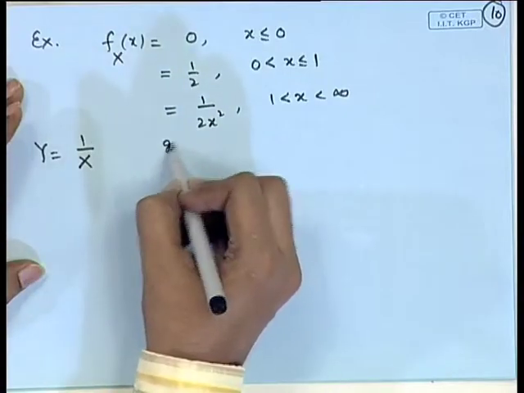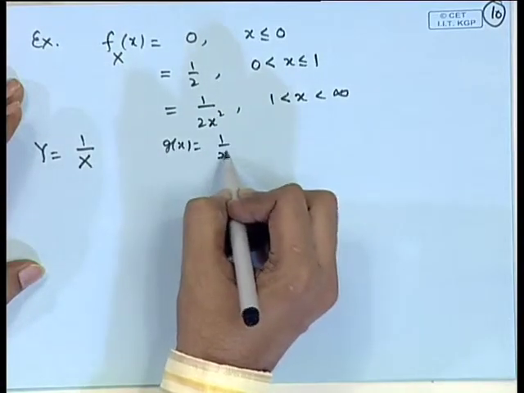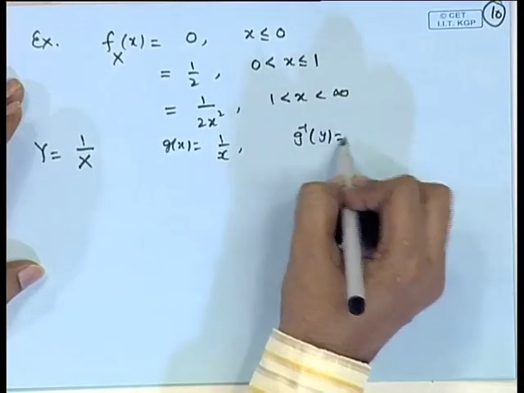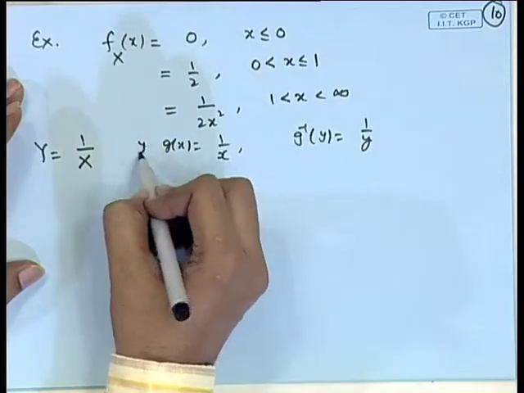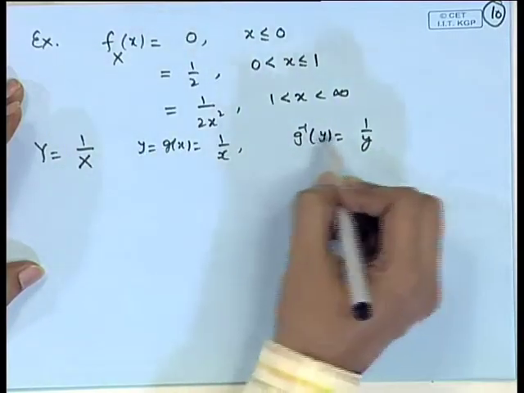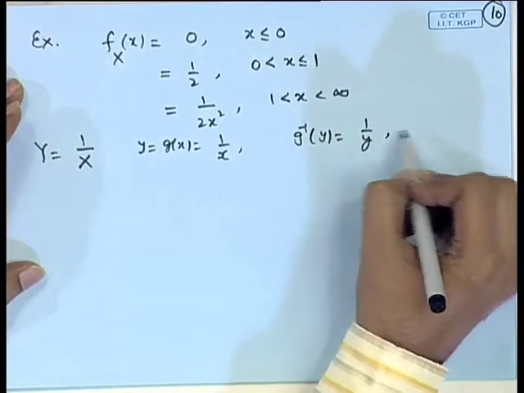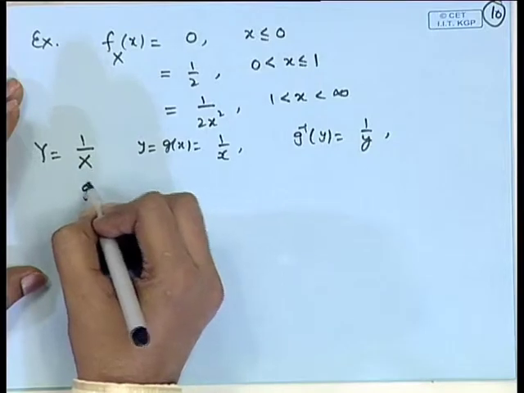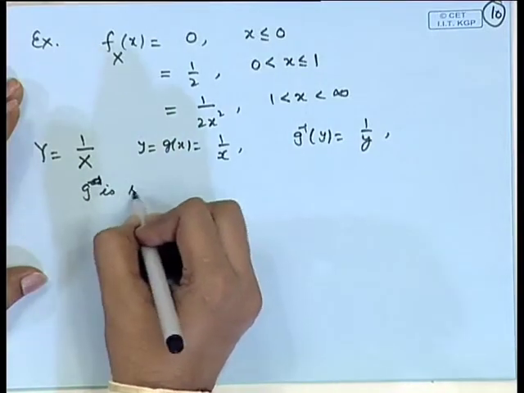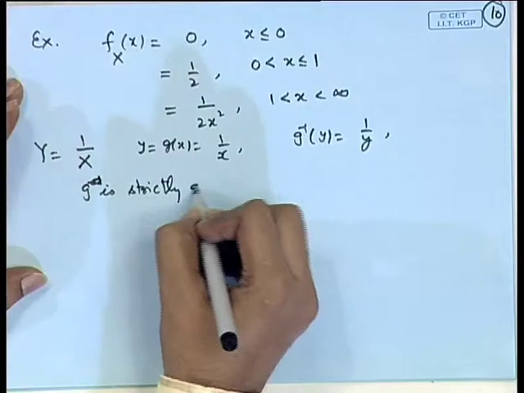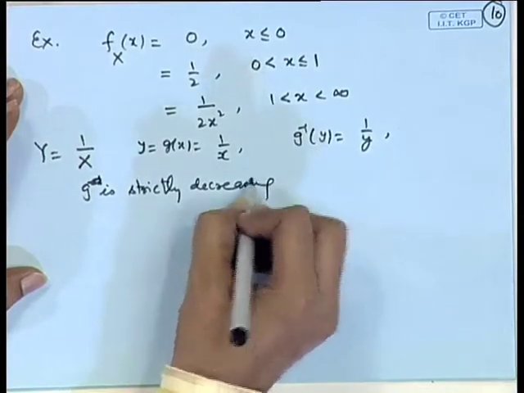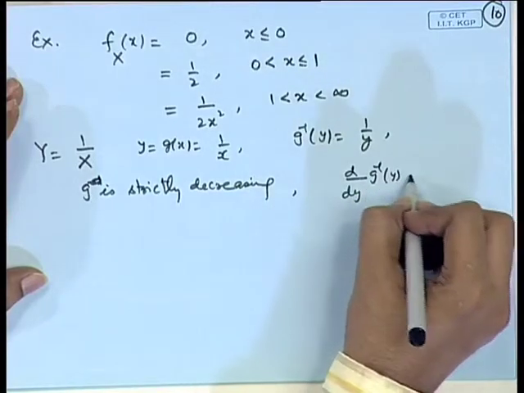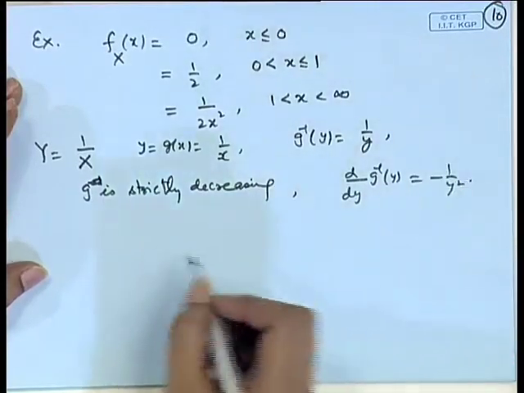So, here g x function is 1 by x. So, g inverse function is also same. If I write this as y, so y is equal to 1 by x. So, x will be equal to 1 by y. If I look at this, this is a strictly decreasing function, g is strictly decreasing and g inverse is also strictly decreasing. So, d by dy of g inverse y is equal to minus 1 by y square.